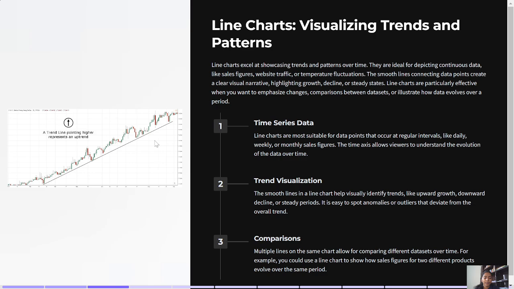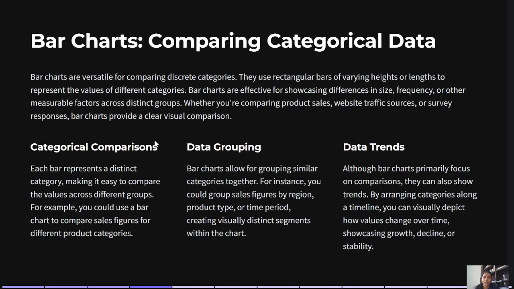Comparisons. Multiple lines on the same chart allow for comparing different data sets over time. For example, you could use a line chart to show how sales figures for two different products evolve over the same period. Coming to the bar charts, comparing categorical data.